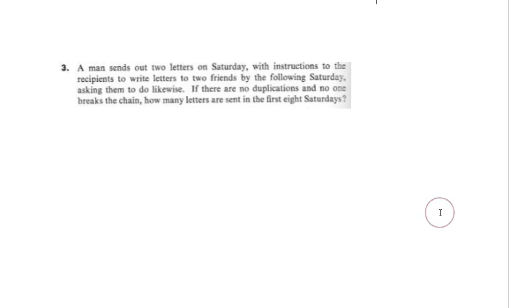Next, number 3. A man sends out 2 letters on Saturday with instructions to the recipients to write letters to 2 friends by the following Saturday, asking them to do likewise. If there are no duplications and no one breaks the chain, how many letters are sent in the first 8 Saturdays? Well, on the very first Saturday, how many letters are sent? The 2 letters sent by the man.